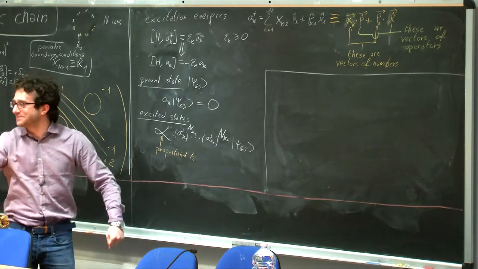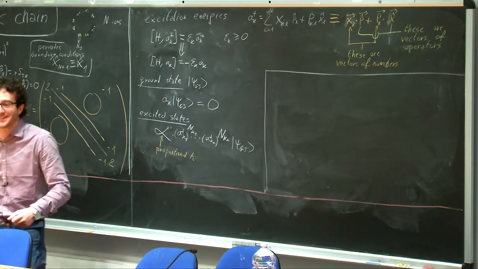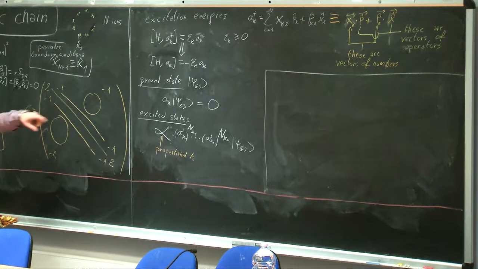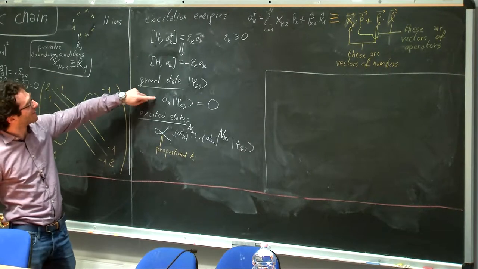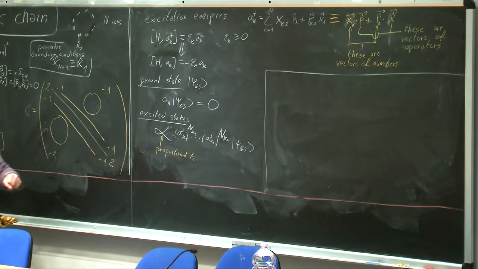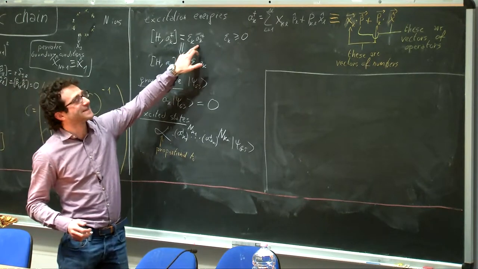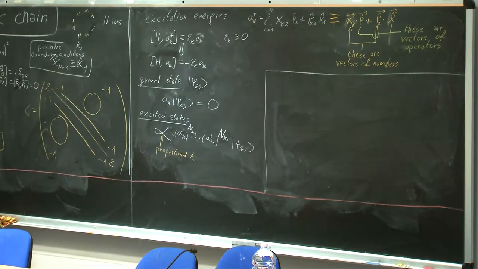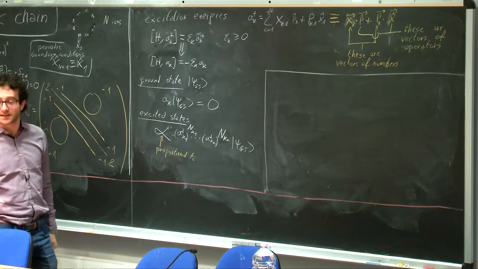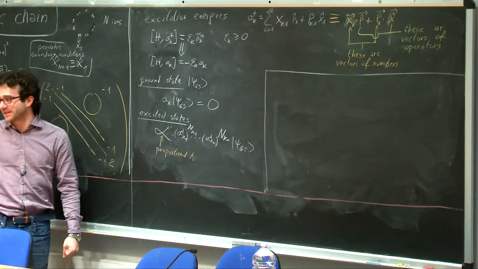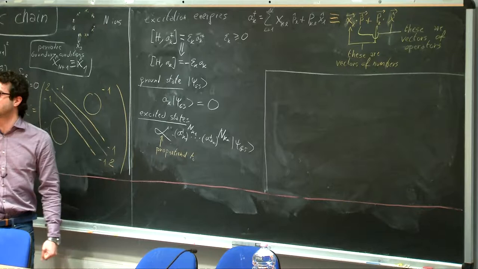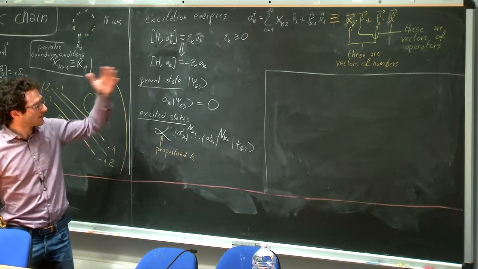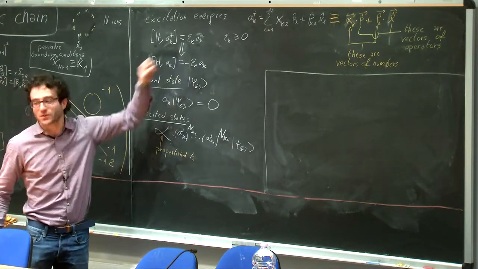It would be a letter per blackboard. Okay, so this is the ground state. What about the excited state? Because when you apply this ladder operator A_k to an excited state, to an eigenstate of the Hamiltonian, what you find is another eigenstate of the Hamiltonian with energy which is the same as before plus epsilon_k.